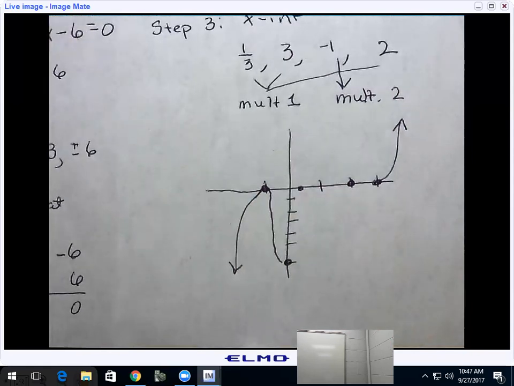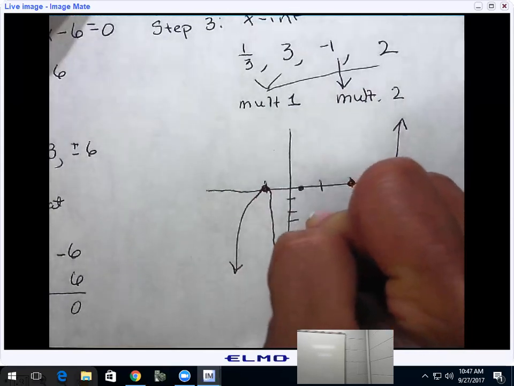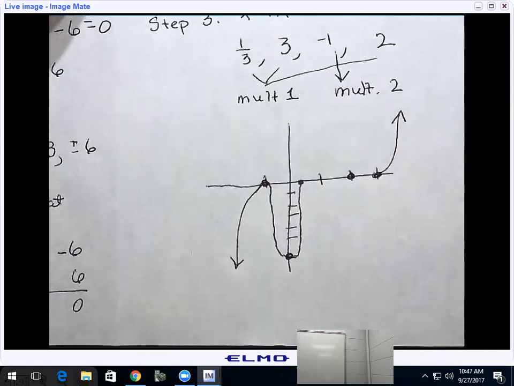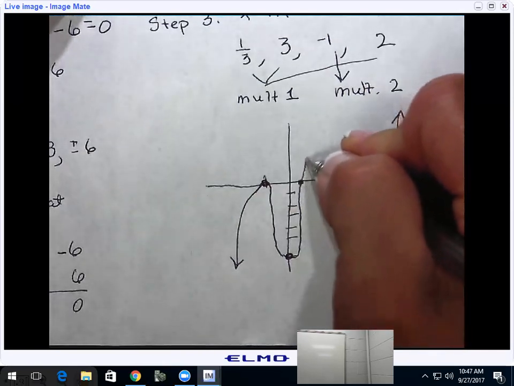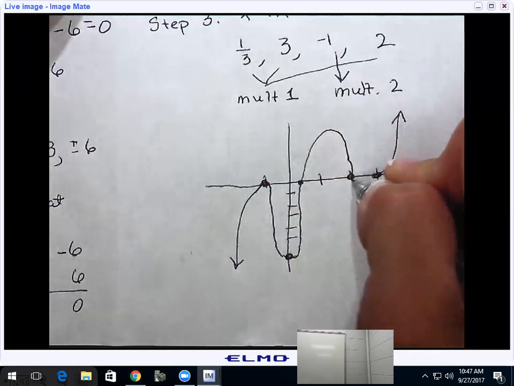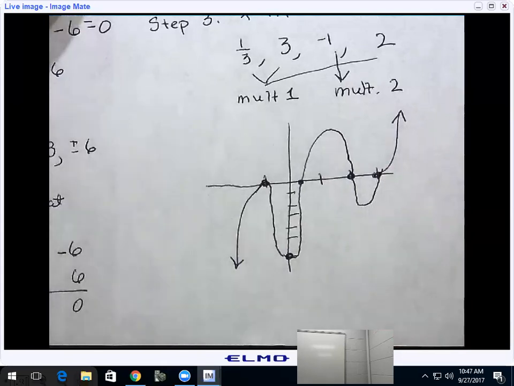I'm not sure because I haven't had calculus yet. But it goes down at least here and then back up. What does it do at 1/3? Crosses. I don't know how far to go up, but at some point it comes back down to 2 and crosses. At some point it's going to turn around and cross at 3 as well.